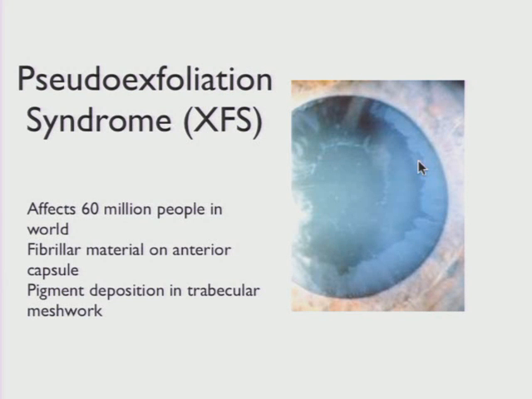I would like to talk about pseudoexfoliation syndrome because it does have some impact on cataract surgery, and pseudoexfoliation syndrome is a cause for glaucoma. Pseudoexfoliation syndrome affects about 60 million people worldwide. This is basically a condition in which you have a fibrillar or white, flaky material on the anterior lens capsule. You also may see clinically on examination, your glaucoma specialist may see pigment deposition in the trabecular meshwork.